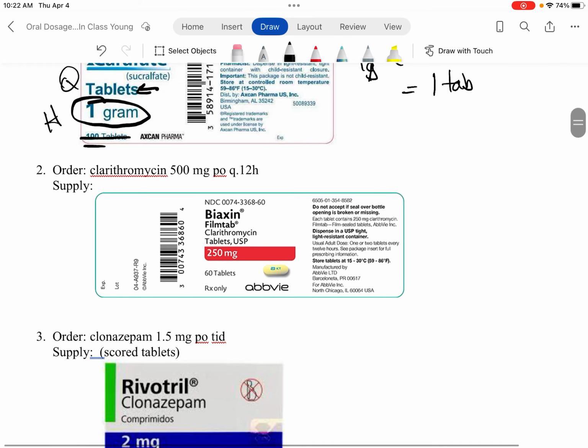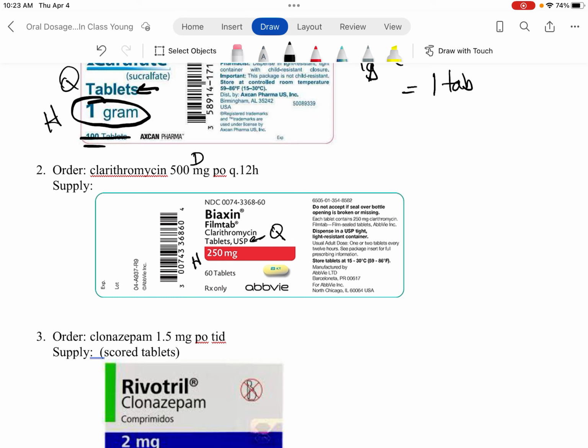All right, so let's look at number 2. I have clarithromycin, 500 milligrams by mouth every 12 hours is my order. My supply is Biaxin Filmtab. Those are the name brands for clarithromycin tablets, 250 milligrams. So my desired, my D, is my 500 milligrams, what the doctor ordered. My have is the weight of my medication on the label, and my quantity is, in this case, per tablet.